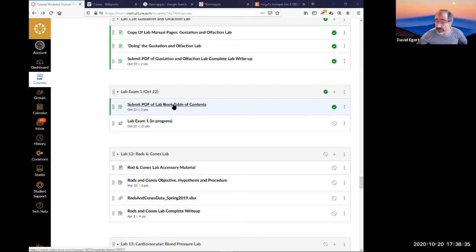And again, that will also help you, if you have not been good at it, to make sure you have this so you can find things in your lab notebook.